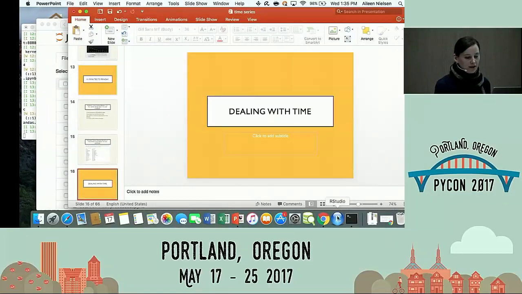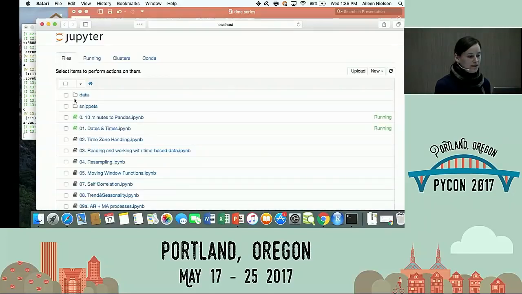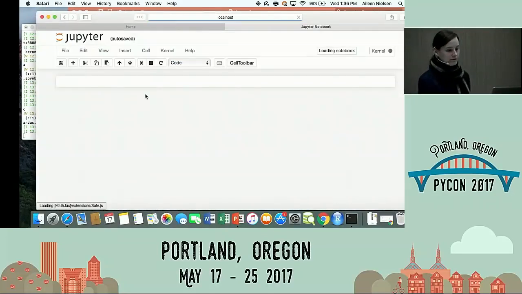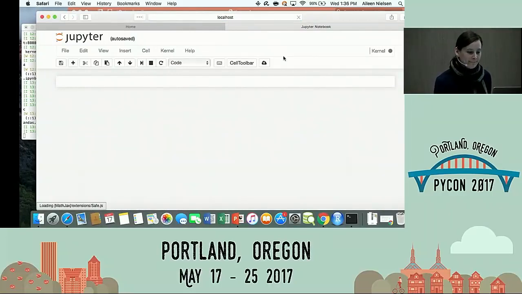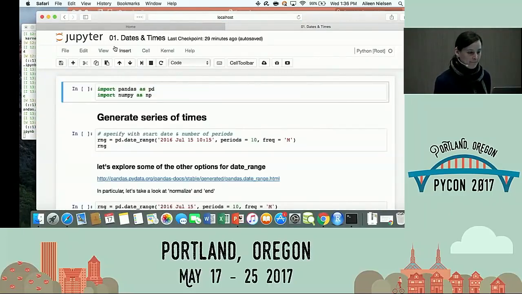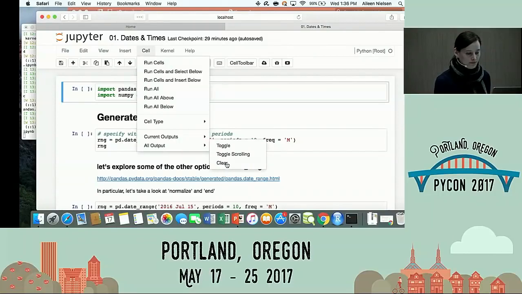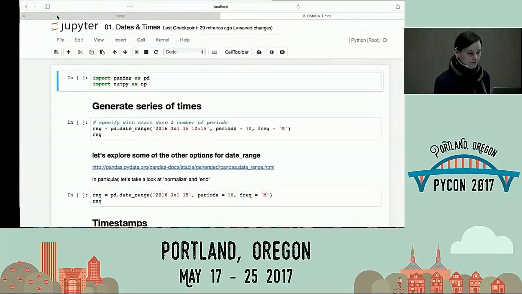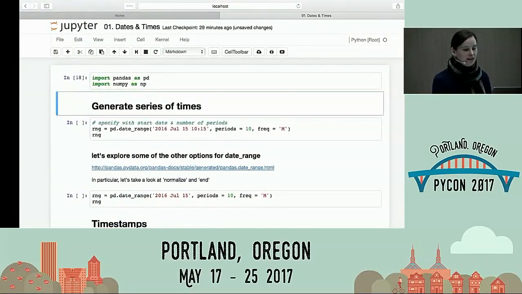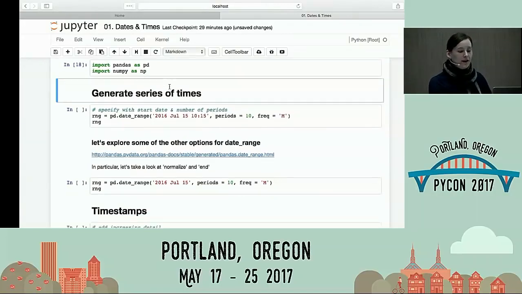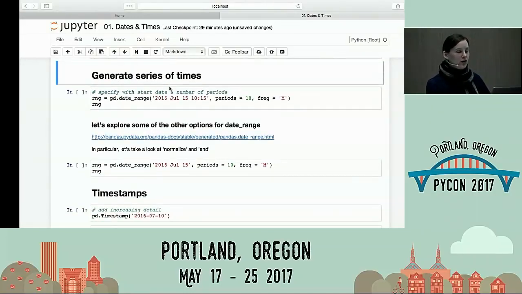So now we're going to talk a little bit about dealing with time. We're going to jump right into the second notebook, Dates and Times. And we're just using Pandas. I don't even know if we're actually using NumPy. Pandas just has an enormous quantity of time-related functionality.